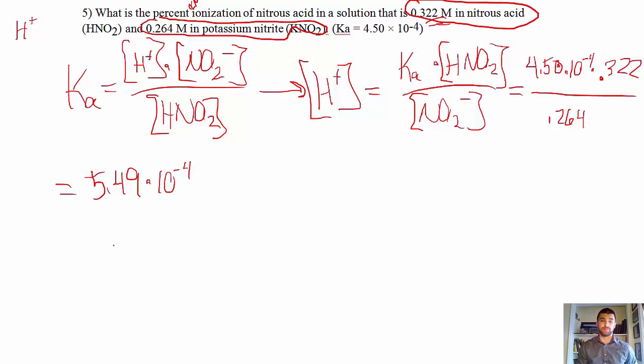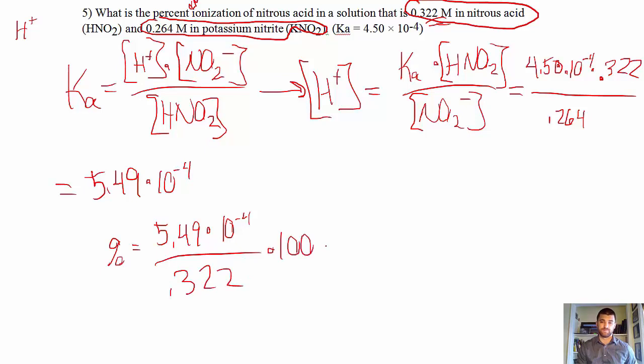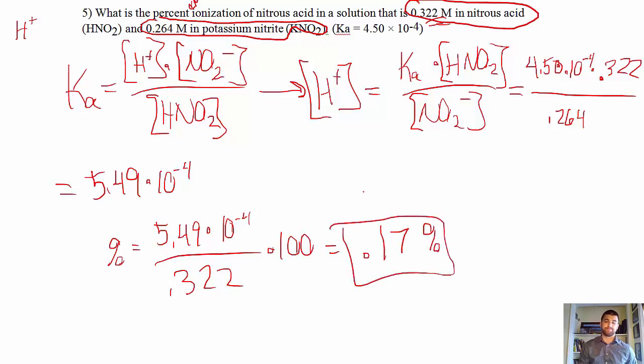Now I want percent, so the percent is going to equal that number, how much of it actually dissociated and gave off H plus ions, divided by how much I started with, which was the 0.322, and then times that by 100. And I get a very small percent, 0.17%. Final answer. That's how you do that.